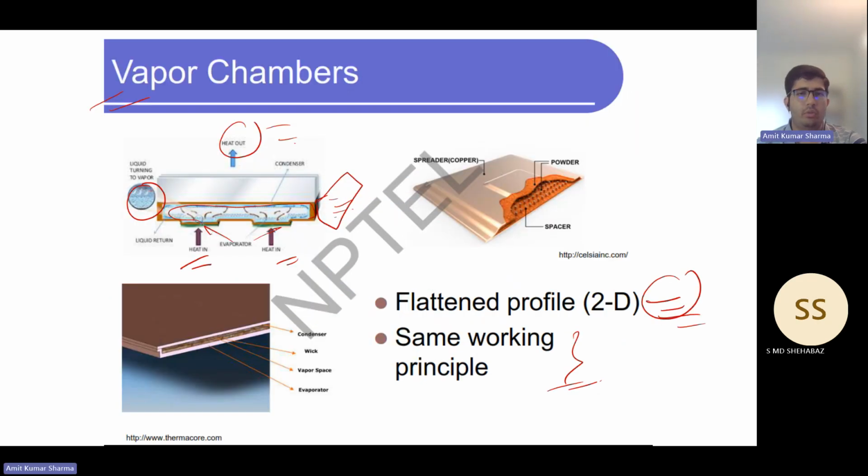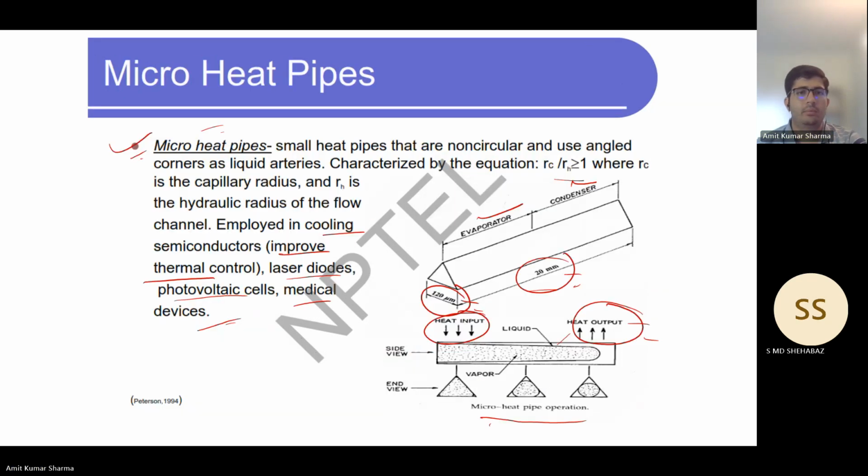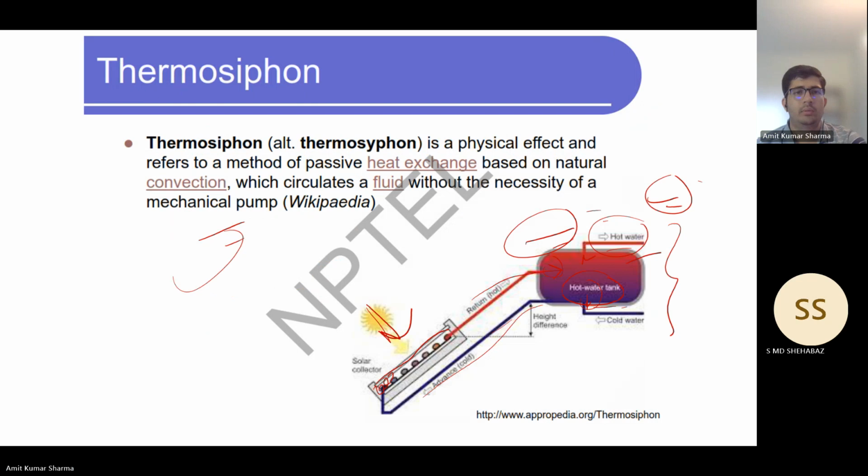This is the vapor chamber. It is the same as a heat pipe. The difference is that it has a flattened profile, so it will be 2D. So the heat transfer will be in 2D direction, not in 1D. There are also micro heat pipes, very small, that can be used for semiconductor applications, laser diodes, photovoltaic cells, and medical devices. Then there is the thermosiphon system.